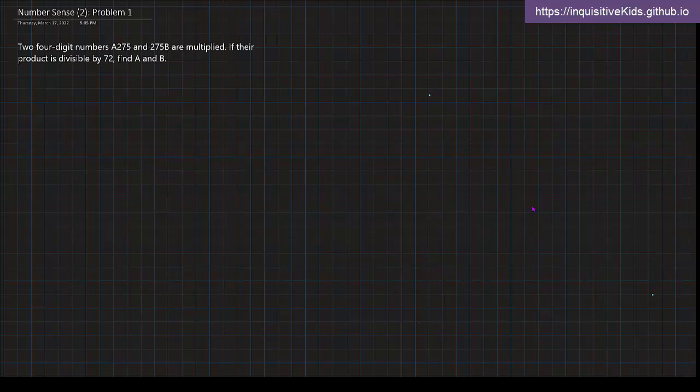So first, what is number sense? Number sense is kind of testing your sense with numbers. So it's going to ask you things like, find this digit, or fill in these blanks, or is such-and-such number divisible by such-and-such. So there's a lot of division in here.